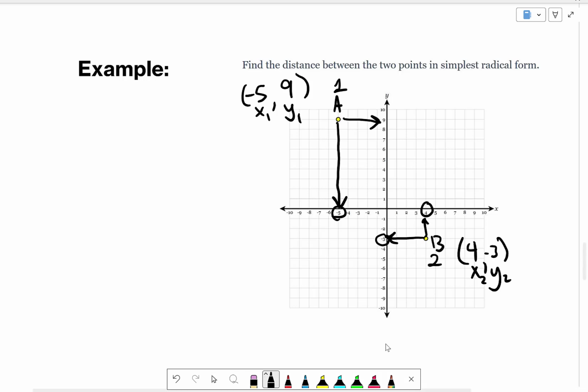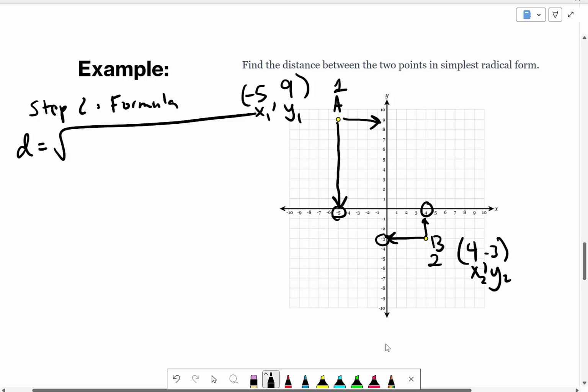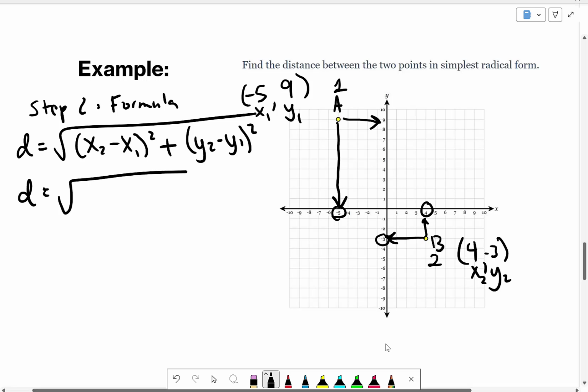The next step is to write the formula. So step 2, formula. The formula is d equals the square root of x2 minus x1 squared plus y2 minus y1 squared. Now we substitute. So I'm going to make sure that I put all my parentheses in there.